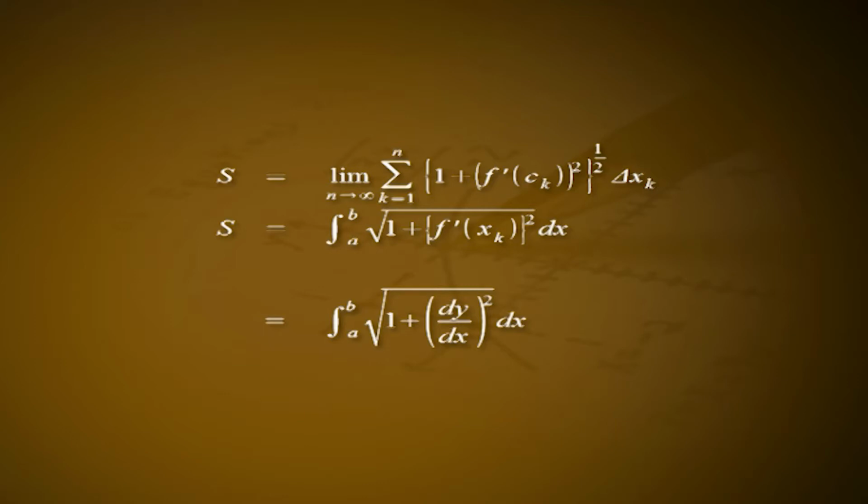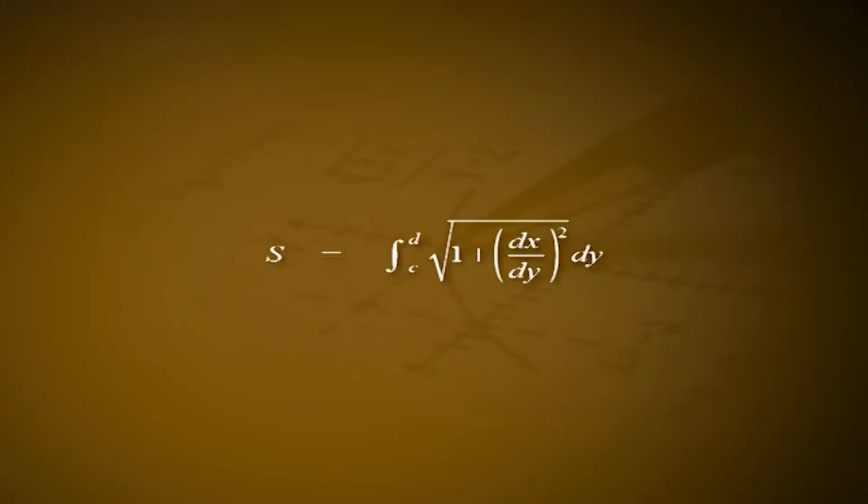That is, S is equal to the integral from a to b of the square root of 1 + f'(x)² dx, which is equal to the integral from a to b of the square root of 1 + (dy/dx)² dx. Corollary 1. If the equation of the curve is x = f(y), then the length of the arc of the plane curve included between 2 points whose ordinates are c, d is S equal to the integral from c to d of the square root of 1 + (dx/dy)² dy.